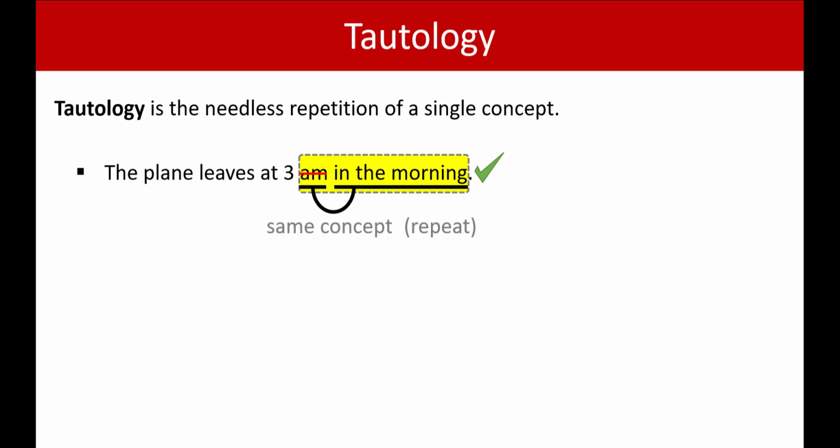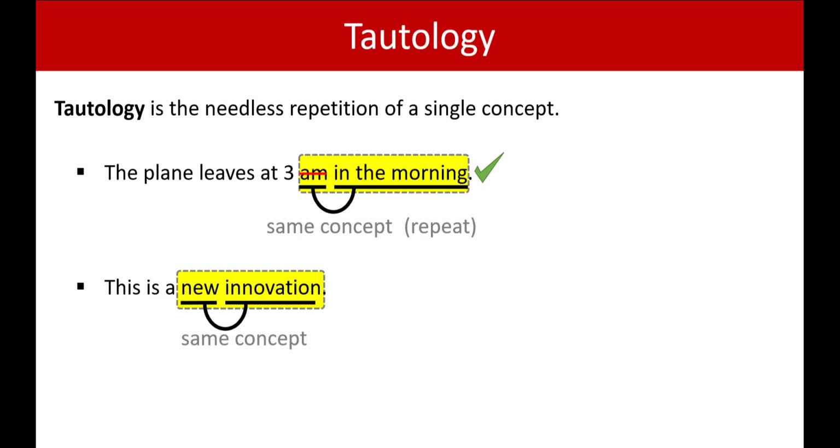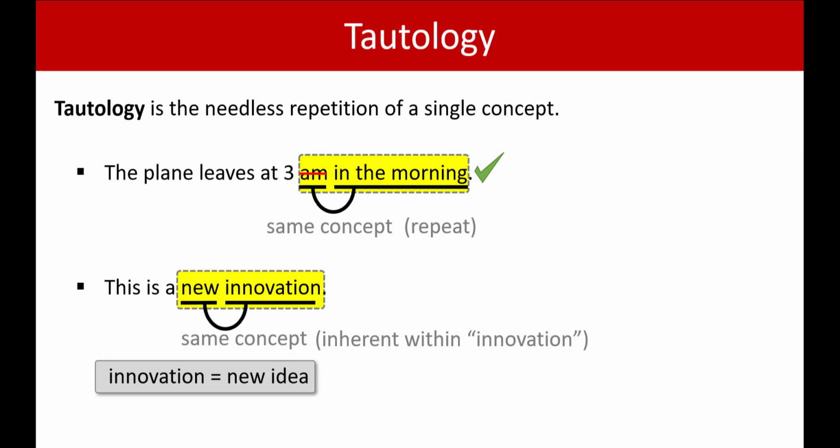This is not how tautology works every time though. Let's look at another example. This is a new innovation. The term new innovation is a tautology. The words new and innovation express the same concept. But this time, one word is inherent within the other. They are not repeats. Innovation means new idea, and you can see that the meaning includes the word new.